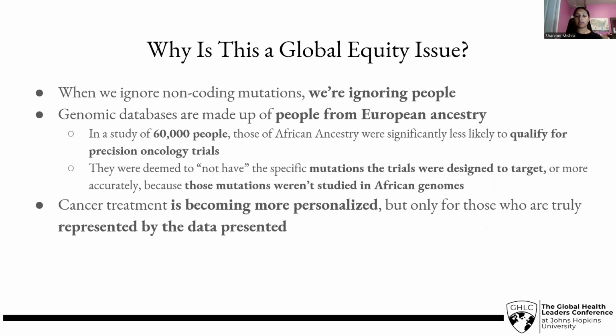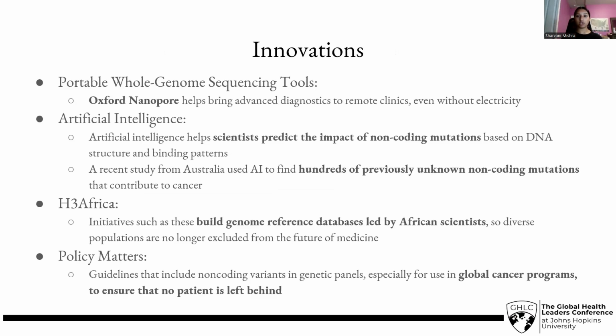Genomic databases are overwhelmingly made up of data from people of European ancestry. In one study of 60,000 patients, those of African ancestry were significantly less likely to qualify for precision oncology trials. That's because they didn't have the specific mutations the trials were designed to target, or more accurately, because those mutations hadn't been studied or discovered in African genomes. This is the heart of the problem. Cancer treatment is becoming more personalized, but only for those who are represented in the data. If we don't expand our view of the genome and who it applies to, we will deepen the global divide in cancer outcomes. Fortunately, there are solutions.